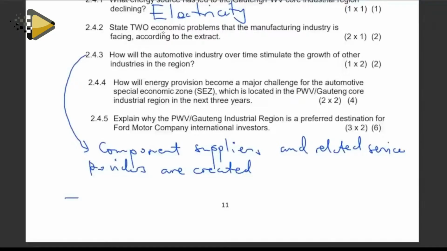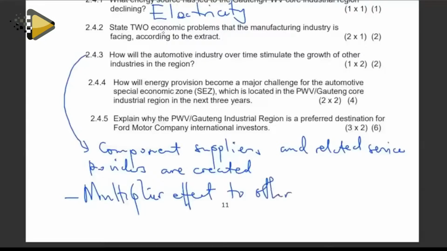And also we can talk of the multiplier effect to other industries. With the multiplier effect, we are saying there is multiplication that is going to happen. If people are working in the automotive industry, they are going to earn money. And that money, they are going to use on other services or other goods. They are going to use the money to buy from other suppliers. They need basic provisions like food. As a result of increased demand, they are also going to grow the other businesses where they spend their money. So that is a multiplier effect.